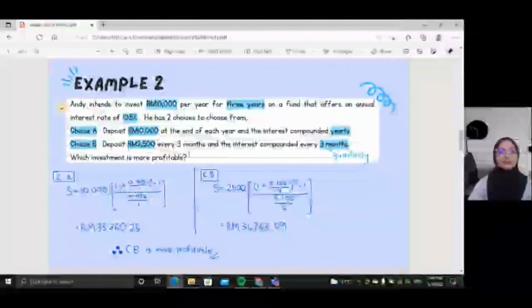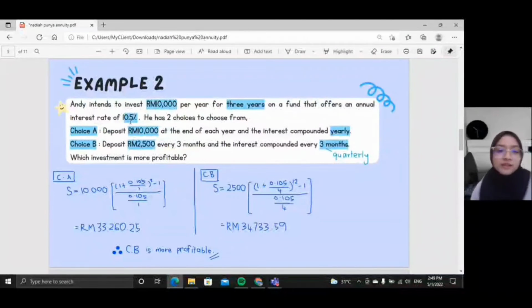Example 2. Andy intends to invest 10,000 ringgit per year for 3 years on a fund that offers an annual interest rate of 10.5%. He has two choices to choose from. Choice A, deposit 10,000 at the end of each year and the interest compounded yearly. The second choice is deposit 2,500 ringgit every 3 months and the interest compounded every 3 months. Which investment is more profitable?